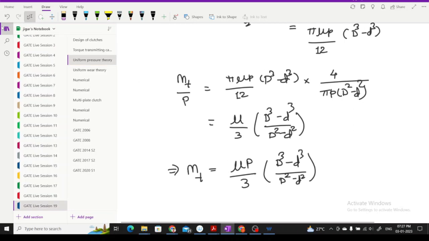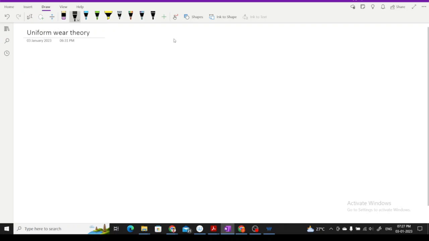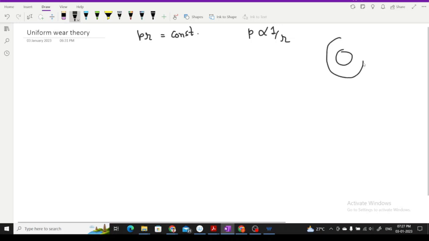Now, once you have an idea about this uniform pressure theory, you can also go for uniform wear theory. So when this clutch is worn out, the product of p into r will remain constant. So basically it says p is proportional to 1 upon r. It means that in case of this disc clutch, the maximum pressure will be at minimum radius, right? At this minimum radius there will be maximum pressure, and at maximum radius the pressure will be minimum. Like that, you have this particular distribution of pressure.